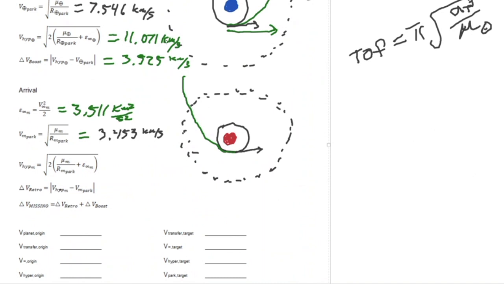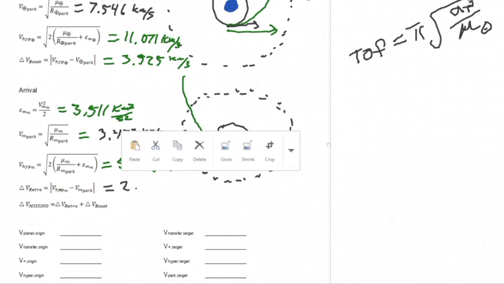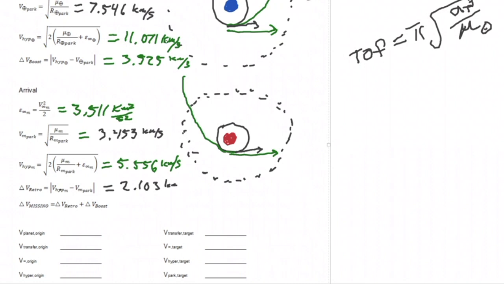We'll need to also compare that to the velocity of the hyperbolic orbit as we arrive. In this case, we'll come screaming in because it's a hyperbolic orbit. If we do nothing else, we'll come screaming back out of the Mars sphere of influence. So we're going to need to slow down. We're going to fire our rockets to give us a retro boost to slow down. The velocity we will arrive with at that altitude is going to be equal to 5.556 kilometers per second. Now, subtracting those two velocities, I get that my delta V retro, so how much burn I need to perform on my rockets to slow down, is going to be equal to 2.103 kilometers per second.